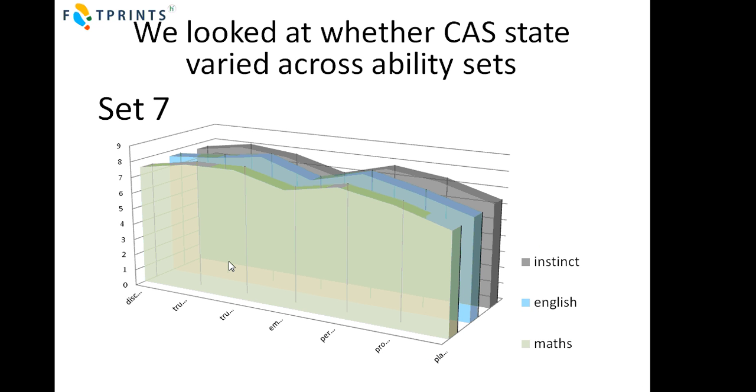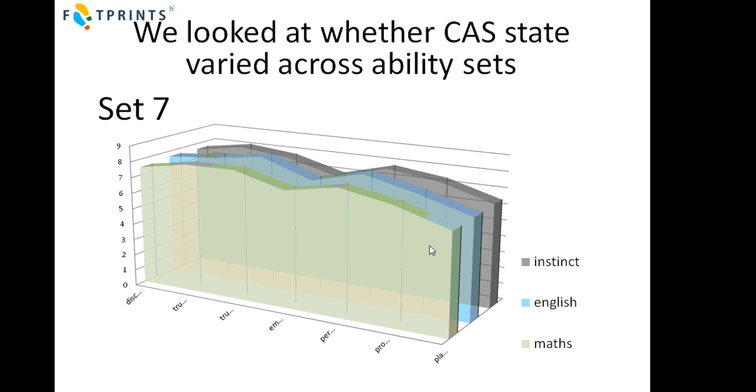The next thing that we looked at was to see whether there was any variance in CAS state across different sets, different ability sets. Here I've got the results, again there's 7 different factors here, of one particular school, set 7, so the bottom set cohort here, and we've got 3 different sets of results. We've got the instinctive score for set 7 in grey at the back there, we've got their English set of scores in blue, and we've got their math set of scores in green.